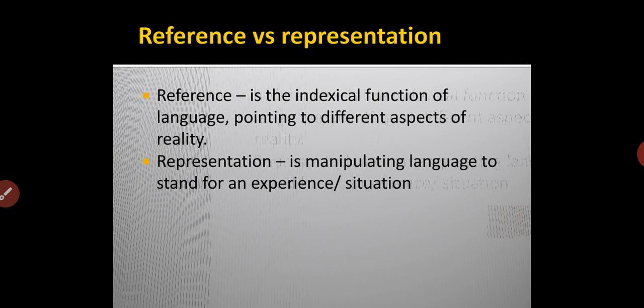Whereas representation is manipulating language to stand for an experience or situation. You manipulate the language, you modify the language, you use the language to make it stand for an experience or situation, that it represents something. There already is something else, and you use language to describe or show that something else in a certain way. The language is manipulated to describe something else, some experience, some observation, some situation. That's what representation does.